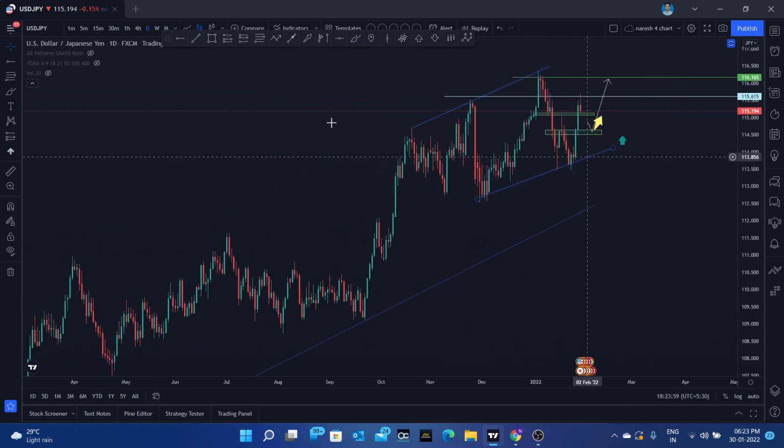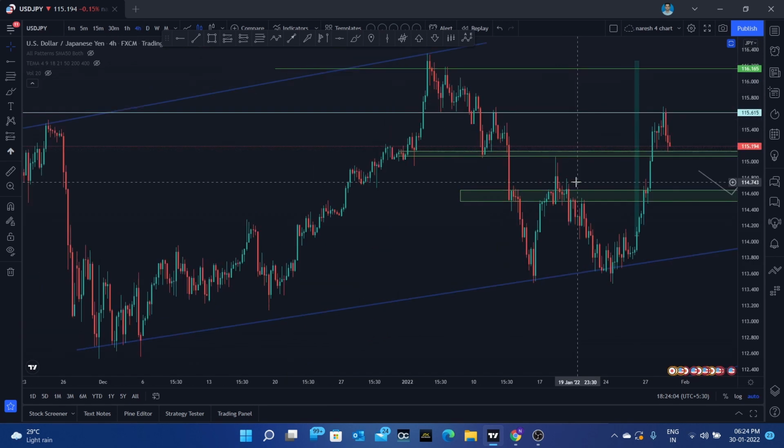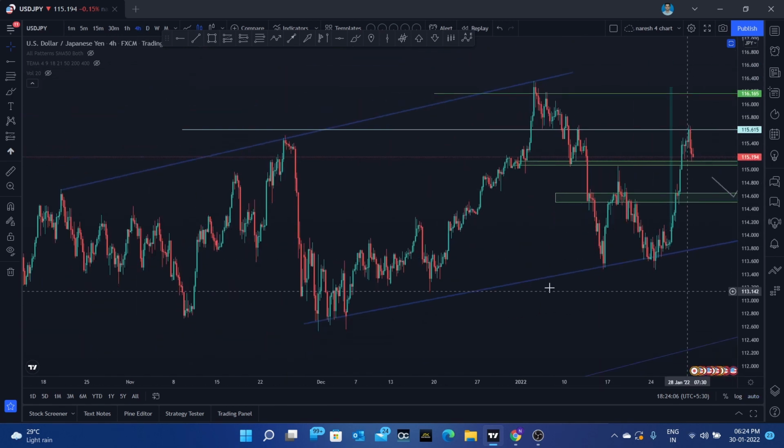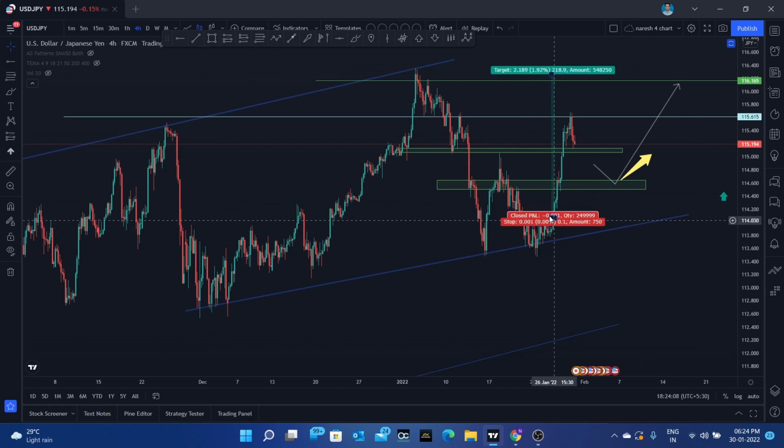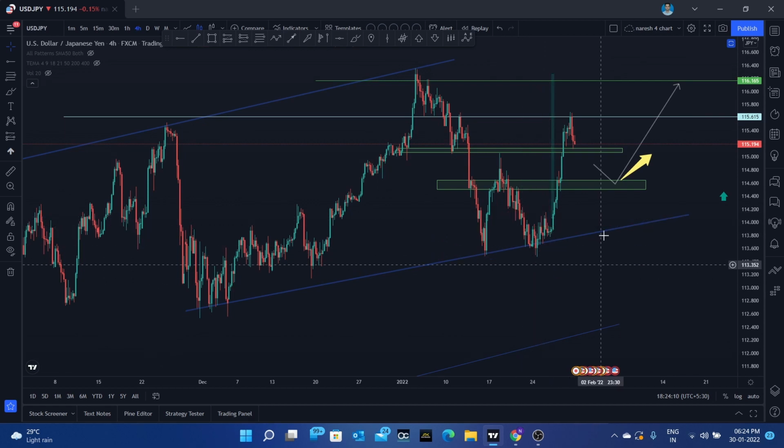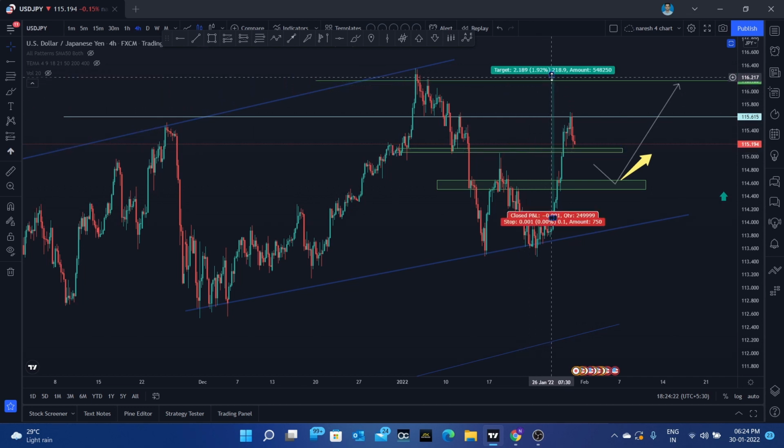So USD JPY is super bullish in 1 day time frame, and I have already taken a trade here after the making of this candle, sorry, this area. I have taken the position, keeping this as my stop loss, and this is my first target. This would be my second target, and this is my third target. I have already moved my stop loss to break even.